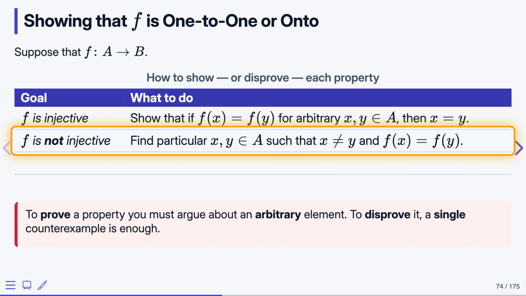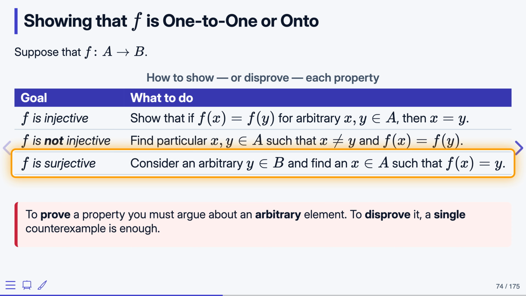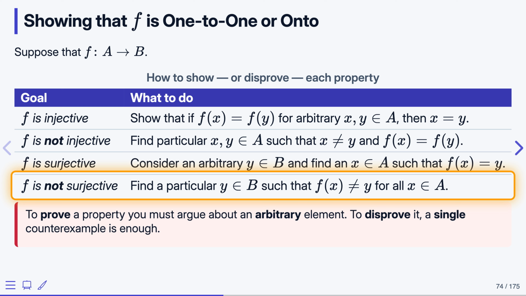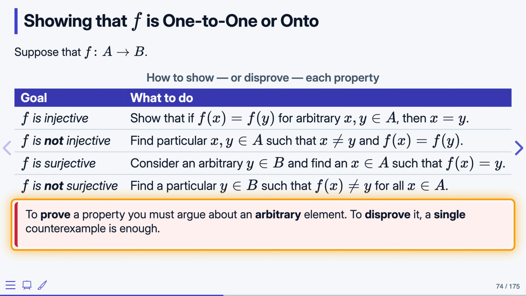To show f is not injective, it is enough to find two particular different elements with the same output. So x is not equal to y, but f of x equals f of y. To show f is surjective, take an arbitrary target y in B, and find some input x in A whose output is y. To show f is not surjective, find one particular target y in B that no input reaches. The general lesson is in the warning box. To prove a property, you must reason about an arbitrary element, but to disprove it, one counterexample is enough.